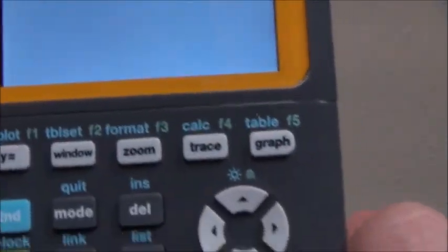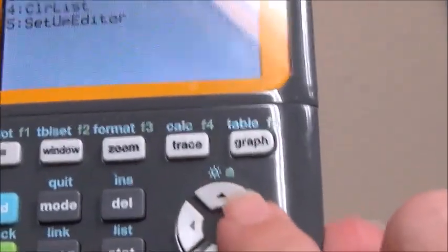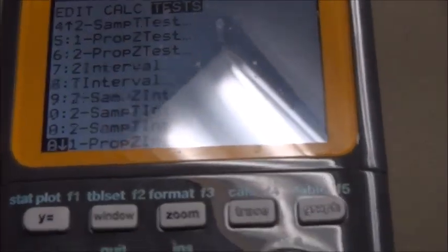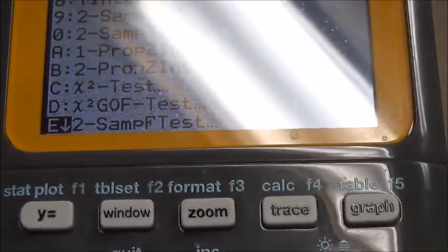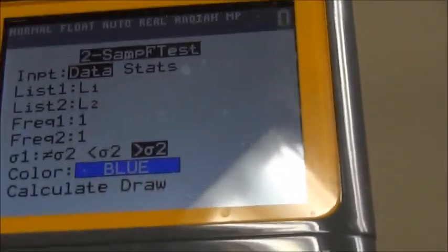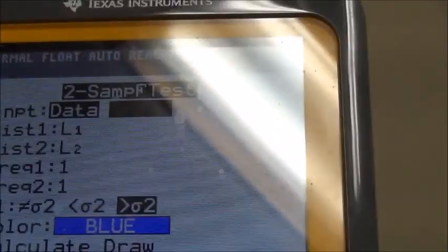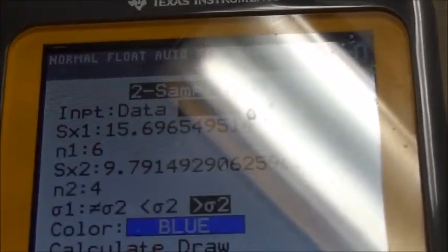So, again, if we just have the stats, we're going to go ahead right away and hit the stat button, cursor over to tests, and cursor all the way down to the F test. So once we get that two-sample F test, we're going to enter on that. And this time we're going to do stats, so we want stats highlighted. And so here's where we have, they want the standard deviation.